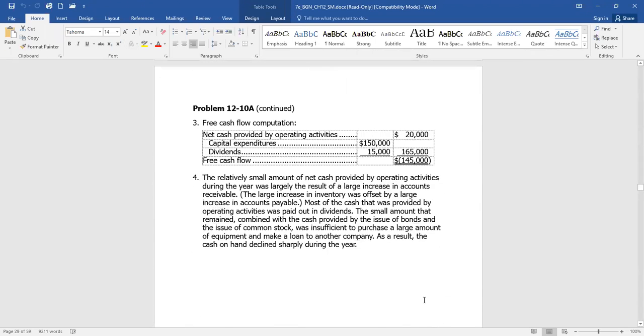And that's what a statement of cash flows is really used for, to help the company see how and where their cash was either provided or spent.